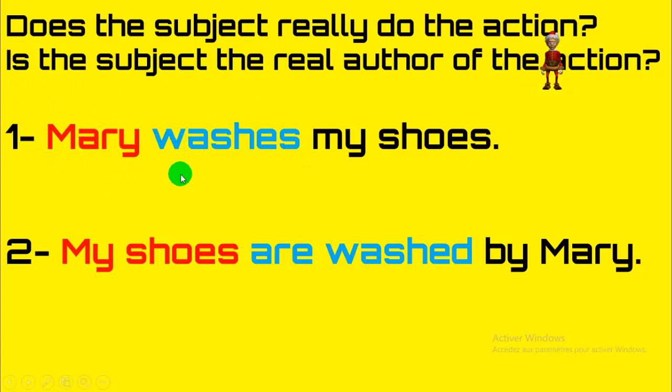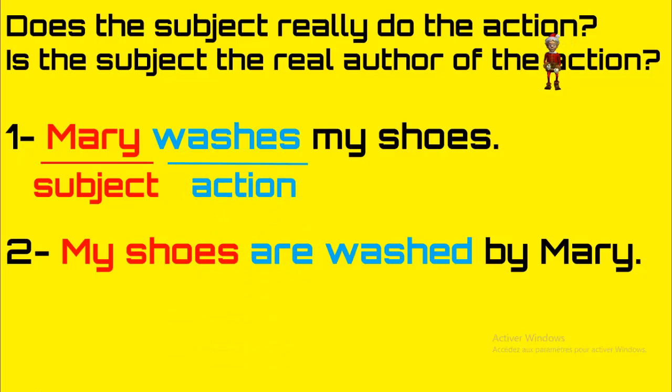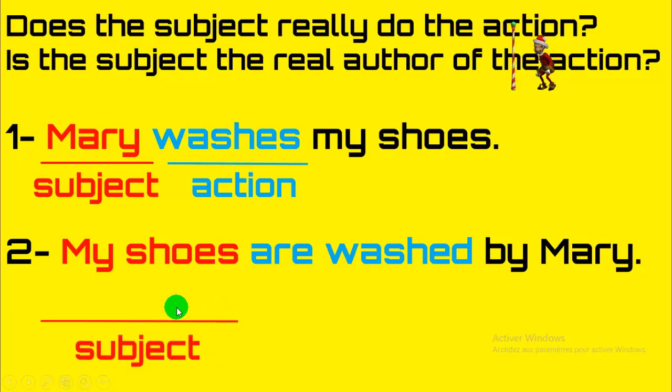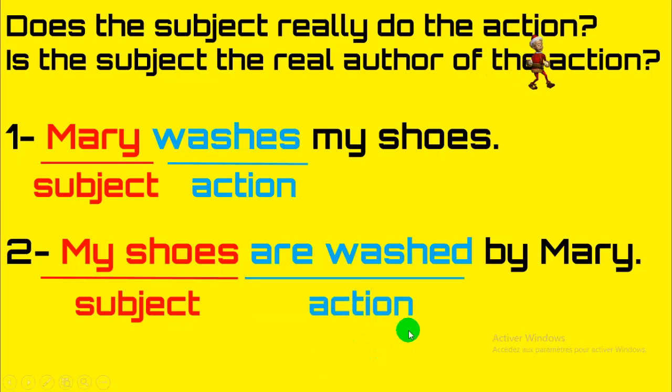The action here is wash. So, Mary is the subject, the action is wash. If Mary does exactly the action, if it is Mary who washes my shoes, we are in the active voice. Look below: the subject, my shoes are washed by Mary. The action of washing. Do the shoes wash Mary, or are the shoes washed by Mary? So if the shoes do not do the action and undergo the action, it is the passive voice. So number one is active voice because the subject does the action.